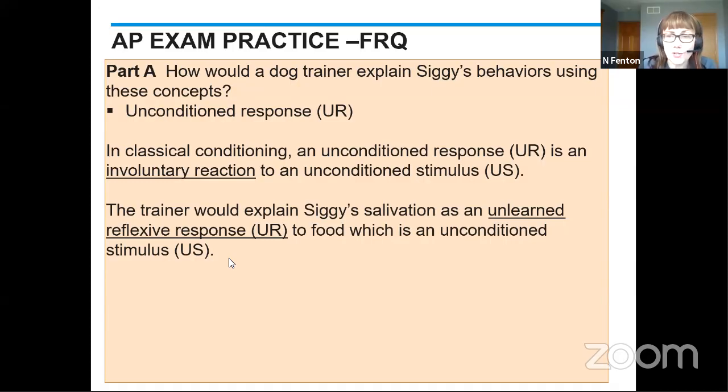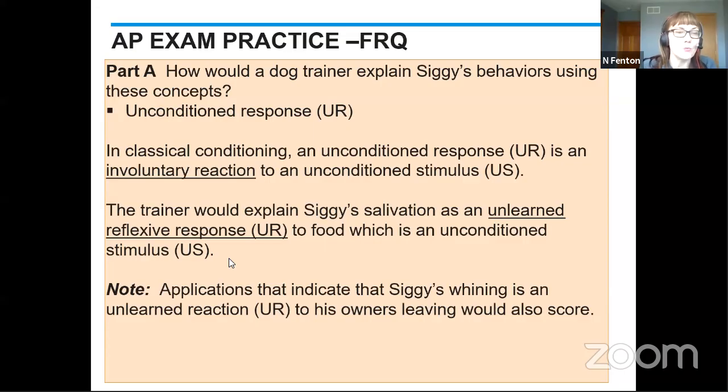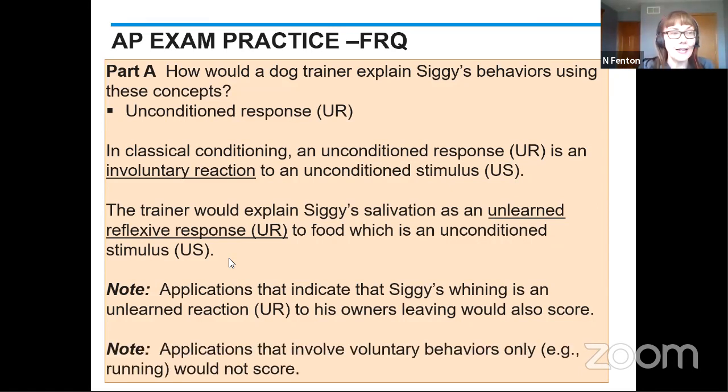As a note, instead of the salivation as an unlearned reflexive response, you could replace that with Siggy's whining as an unlearned reaction to the owners leaving. What you can't use, however, is Siggy running or chasing in the yard, because those are voluntary actions. So let's take a look at the next point.